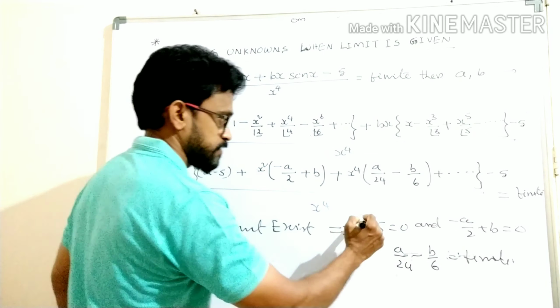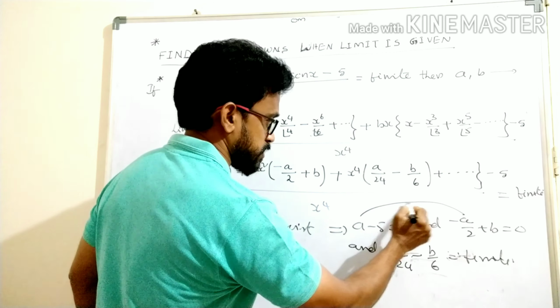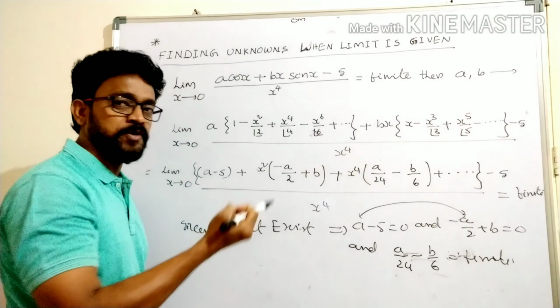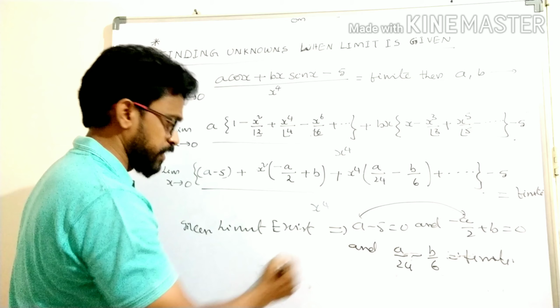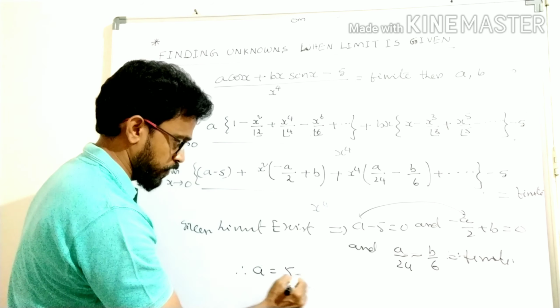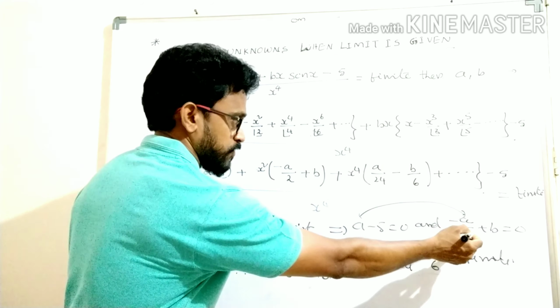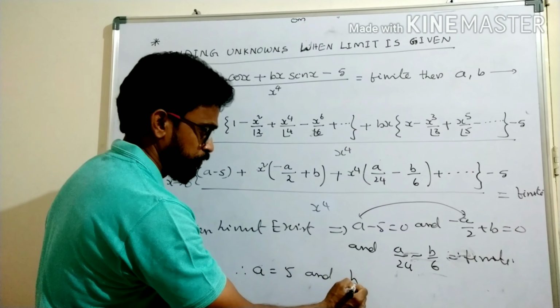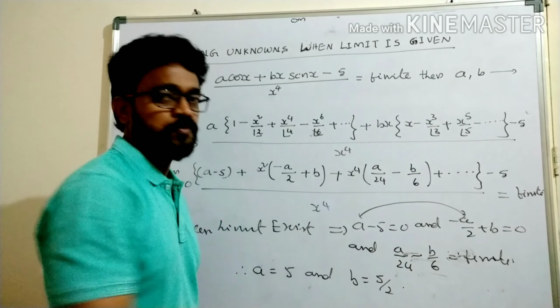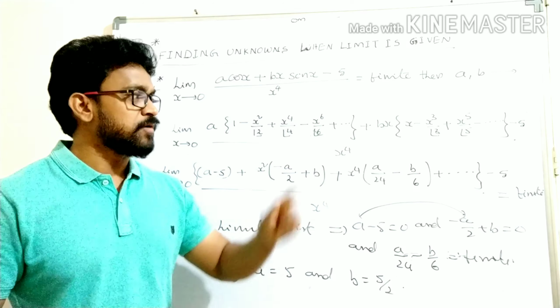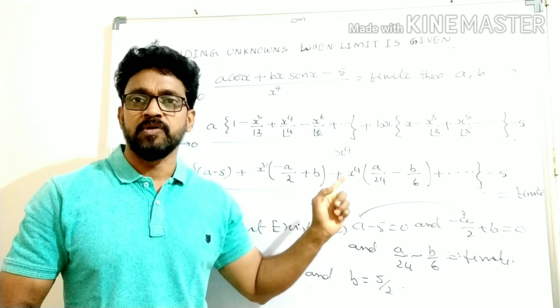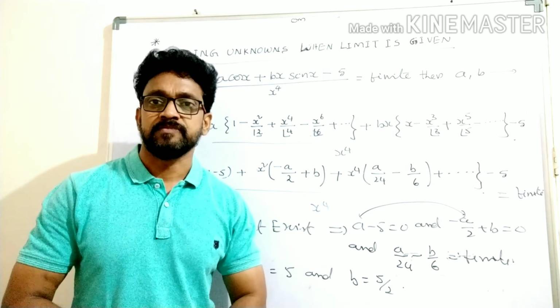Now using these two relations, we get the a value and b value. From this equation, a is equal to 5. And from this equation, replacing a by 5, b is equal to 5 by 2. This is one very, very important model, JEE Mains level.